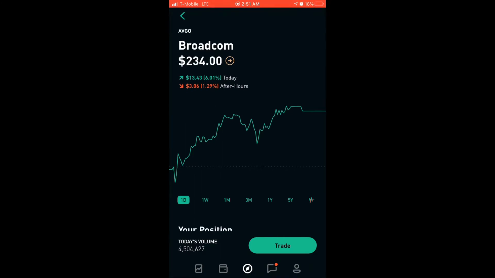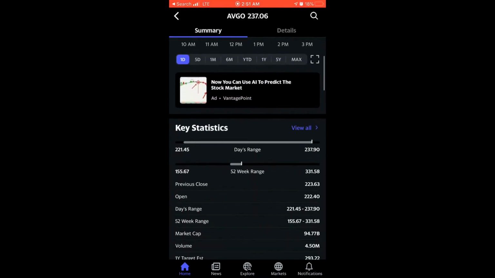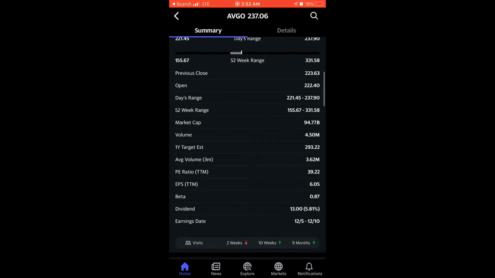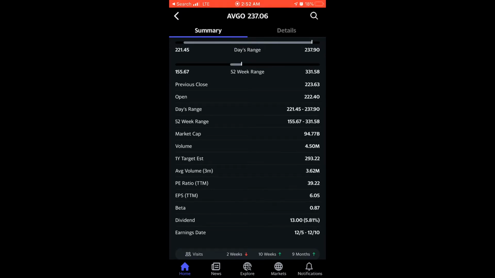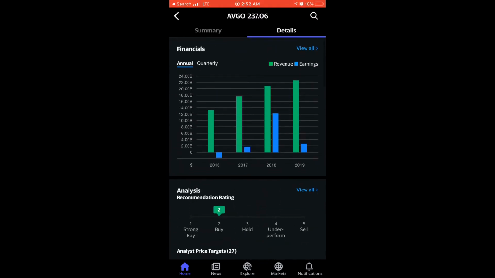So let's go to Yahoo Finance. And when we look here, we can see the 1 year estimate is 293. So the analysts estimate that in 1 year the stock will be worth 293. Right now the stock is $237. The dividend is 5.81, as I mentioned before. This is the PE ratio TTM, which means the past PE ratio. On the desktop, this website shows the forward PE ratio.